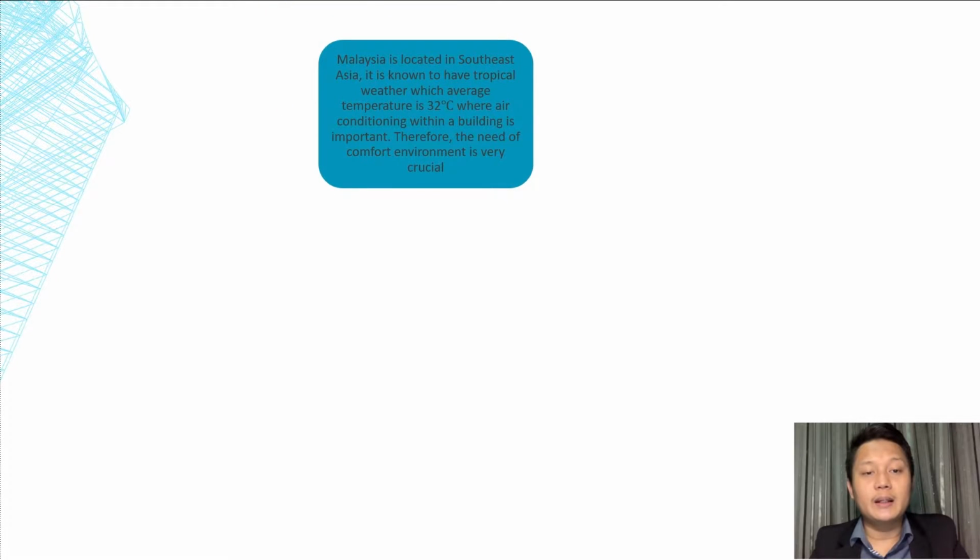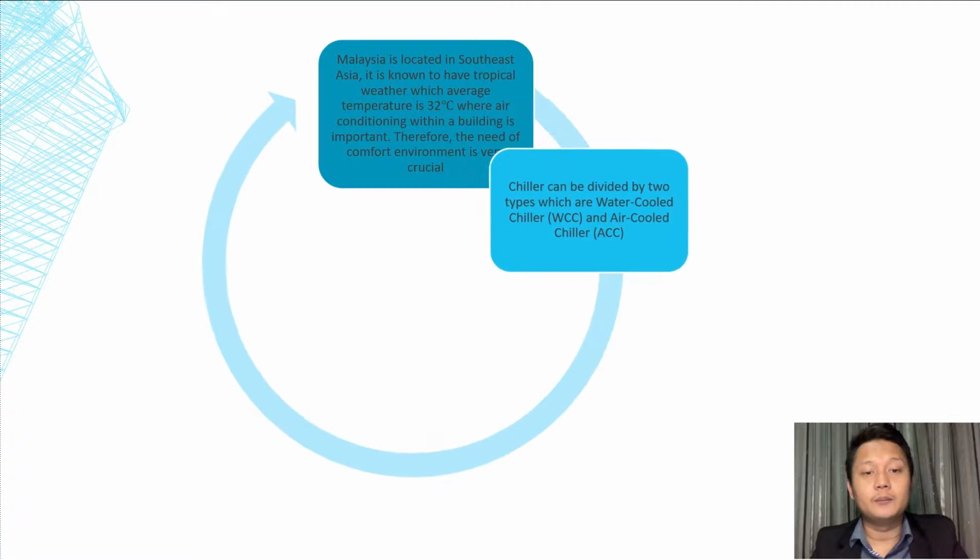Next, for the project background. Malaysia is located in Southeast Asia. It is known to have tropical weather which average temperature is 32 degrees Celsius, where air conditioning within a building is important. Therefore, the need of comfort environment is very crucial.